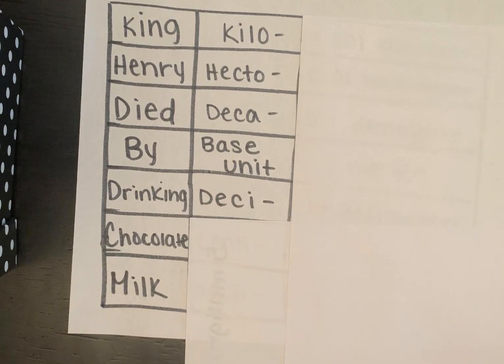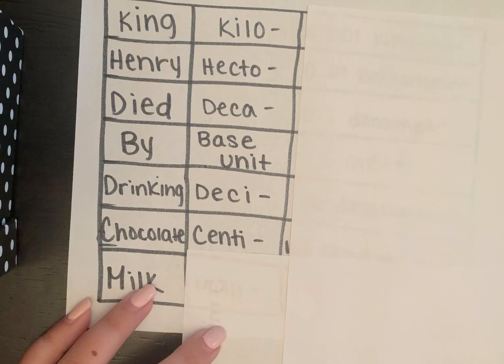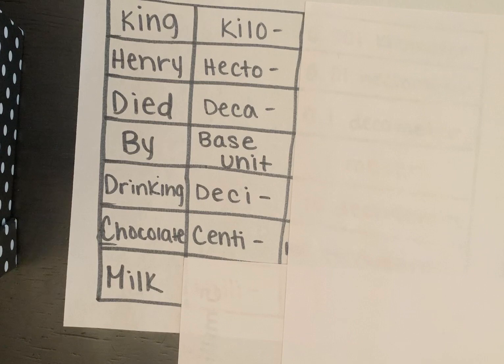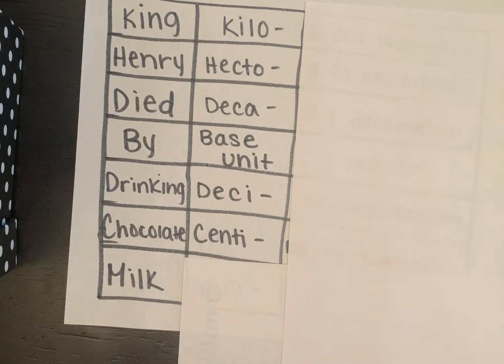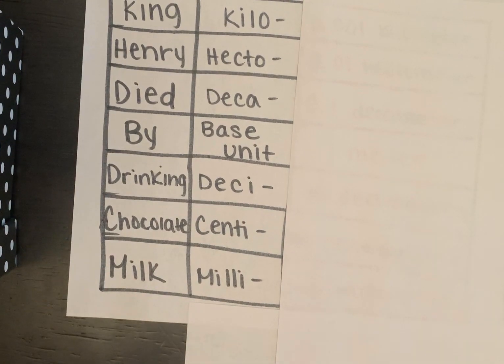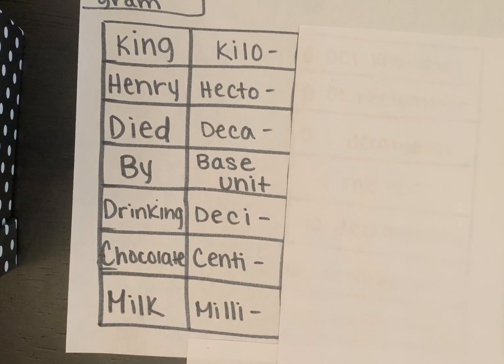Drinking stands for deci, so decimeter, deciliter, or decigram. Okay, it's another prefix. The C stands for centi, so the one we see all the time is centimeter, right? So chocolate stands for centi. And then last but not least, milk stands for milli, okay? So think of milliliter, or millimeter, or milligram, any of those. You've heard all these words before, now we're just breaking them down and explaining what they really mean, okay? So we're gonna go through each one of these and talk about what they stand for.